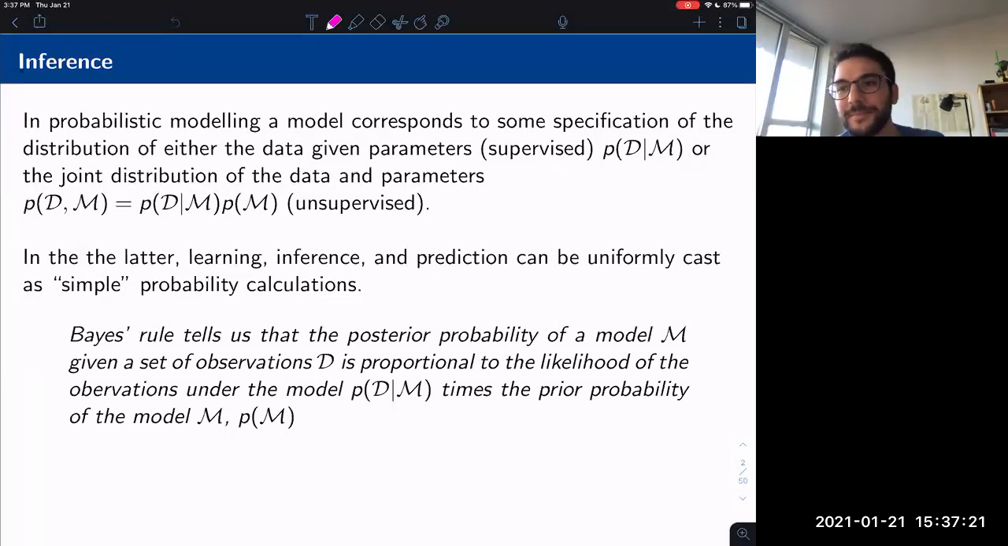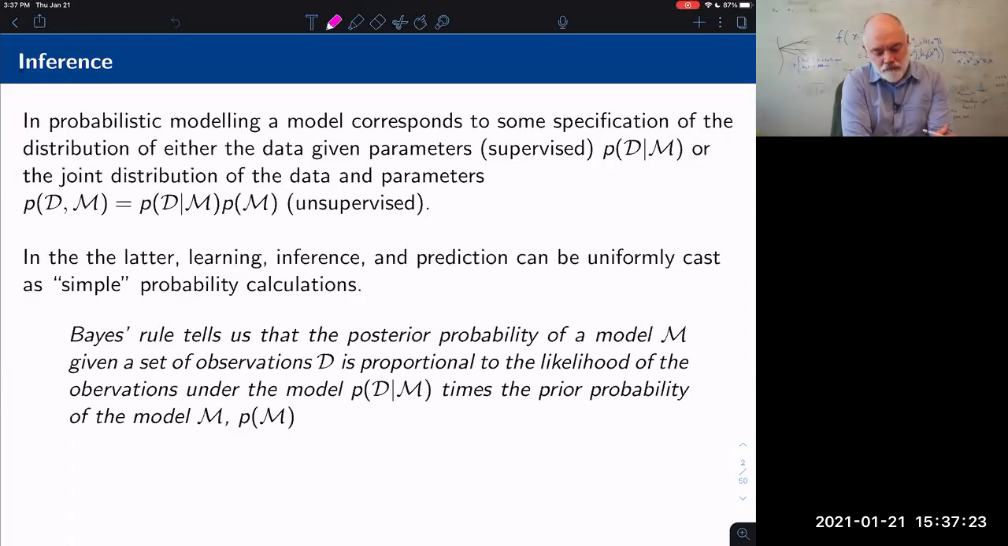So what is inference? Again, we talked about what supervised and unsupervised models are, but in probabilistic modeling, a model corresponds to some specification of a distribution of either data given parameters, which is to say some conditional density estimation task, D given M, or a joint distribution of the data and parameters, the joint distribution of D and M, which decomposes as a likelihood times some sort of a prior.